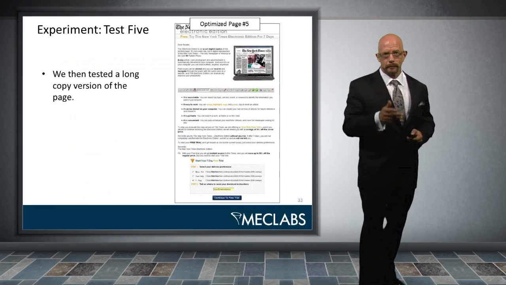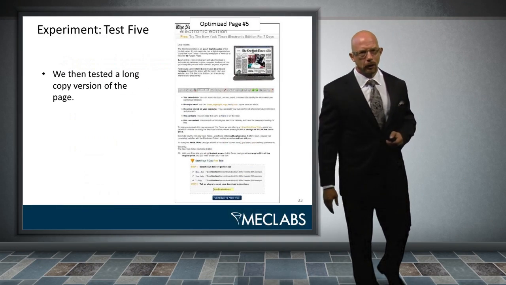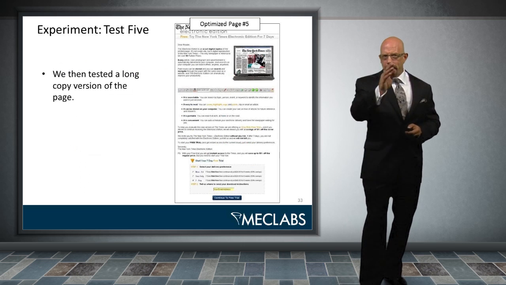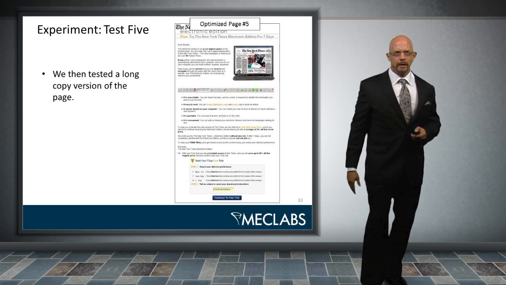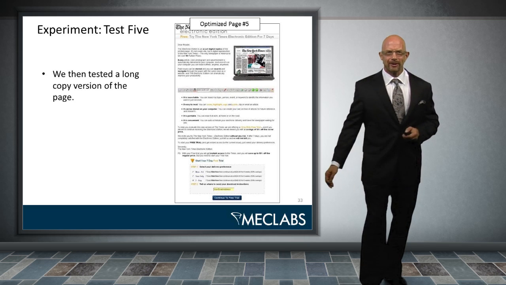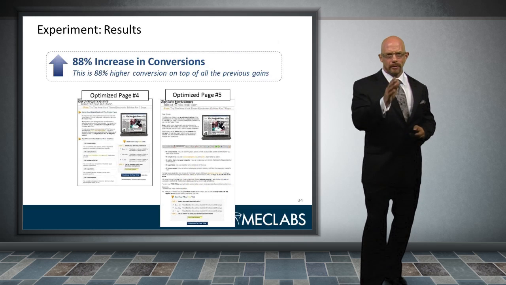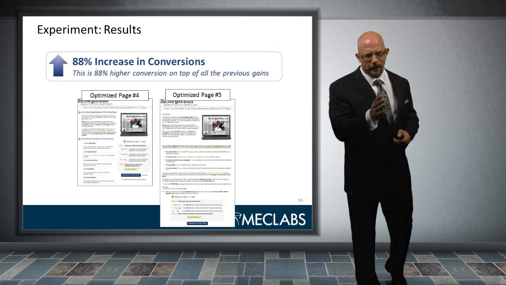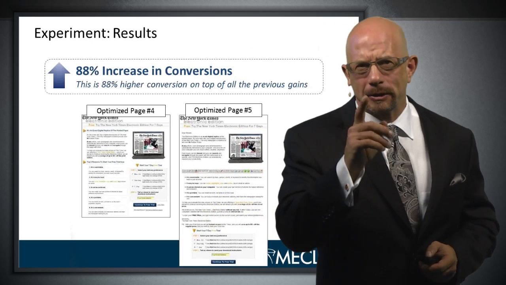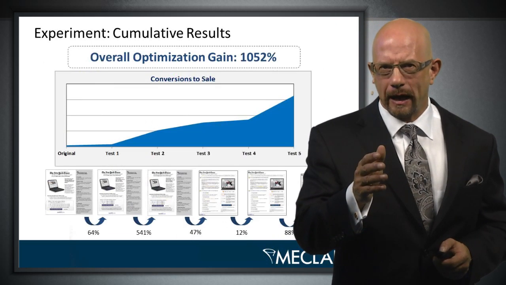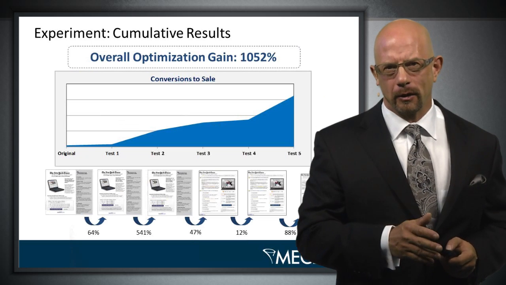But here's the net result. We produced a long copy version. And despite their trepidation, they had the courage to run it, although it took us a few months, and eventually we did. And what they saw is a further 88% increase. Now that's 88% compounding. So that if you look at the financial math, you might say it's remarkable.